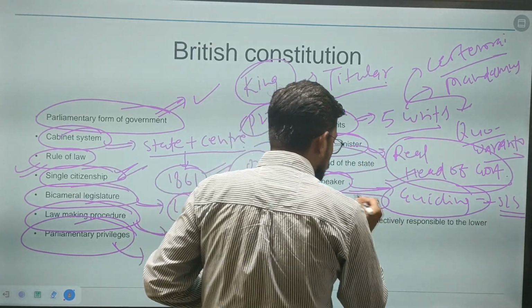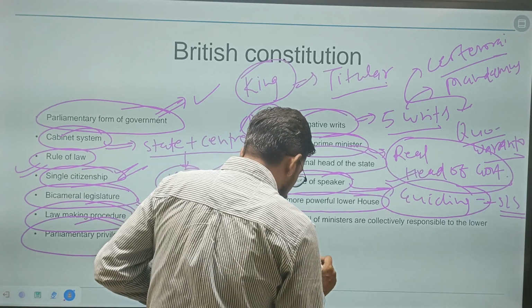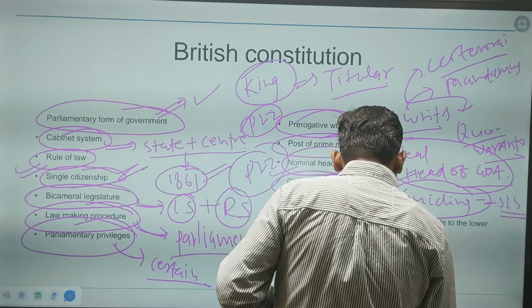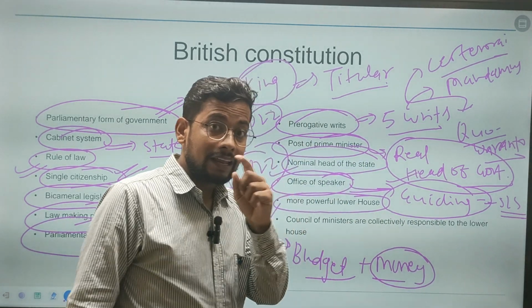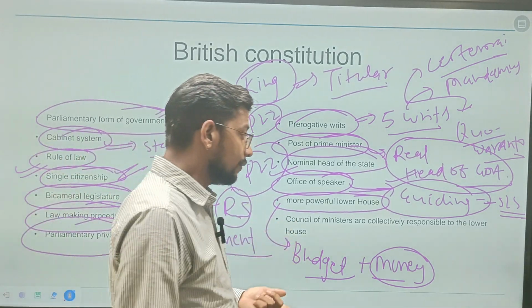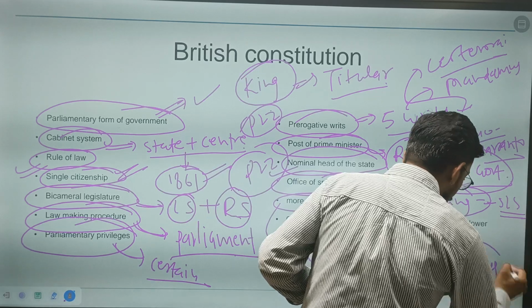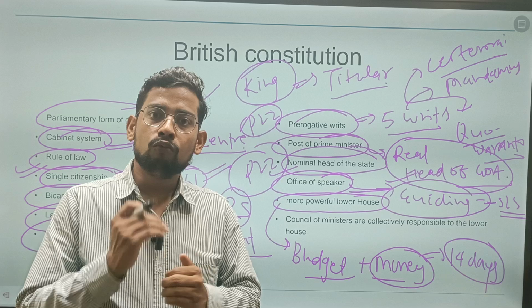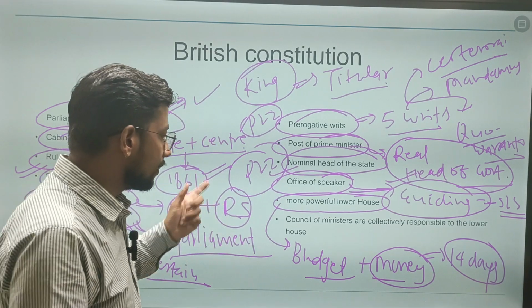Then lower house will be having more powers. For example, budget can only be introduced in the lower house of parliament. Rajya Sabha cannot withhold finance bill or money bill for more than 14 days. So because of that, lower house of parliament, which is known as Lok Sabha, is having more power than the Rajya Sabha. This provision has also been taken from Britain.